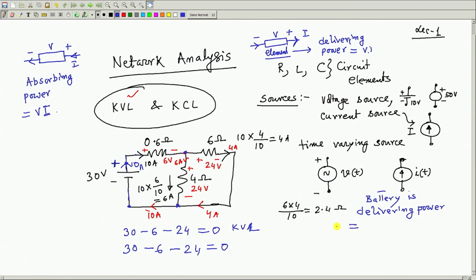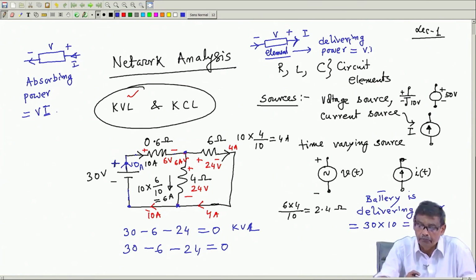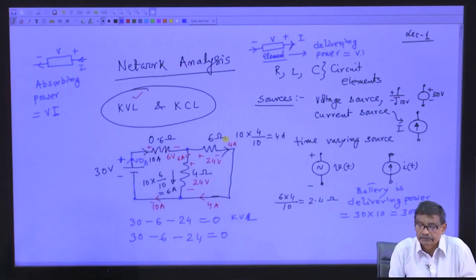And what is the value of this power? 30 into 10, voltage into current. In this situation, it is delivering power, so it is delivering 300 watt. Got the point? Now, where is this power going? This power, whatever the battery is delivering, is expected to be absorbed by these three resistances.